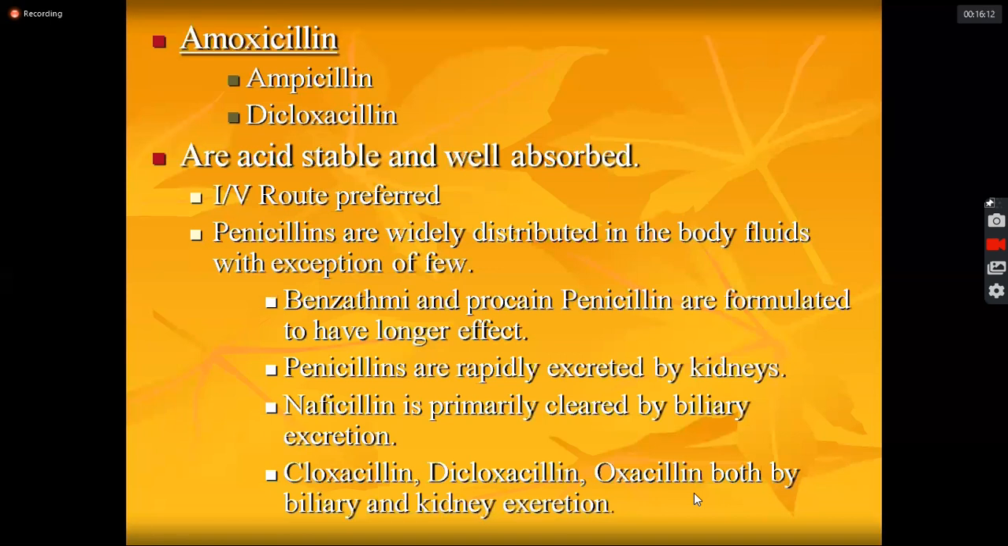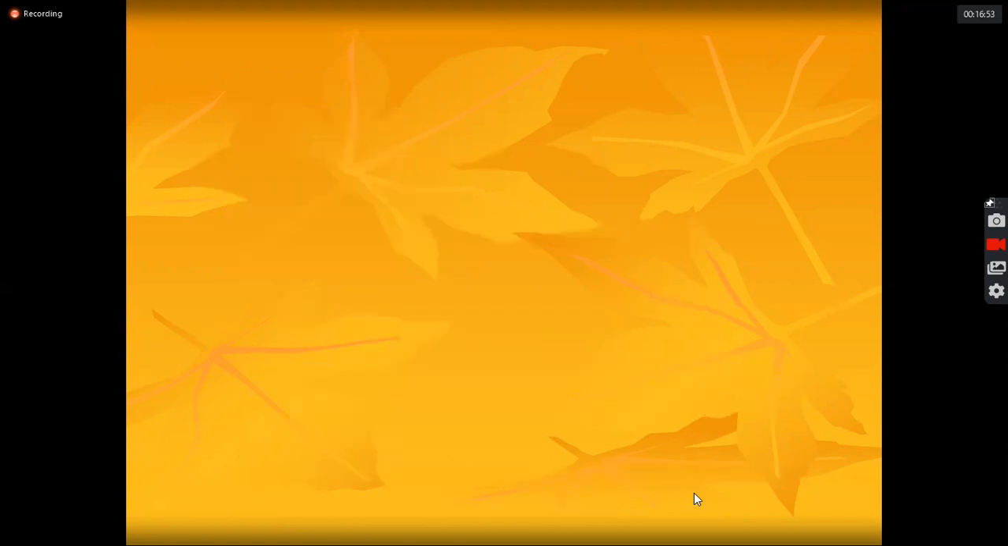Penicillins are excreted by the renal mechanism, by the kidney, but nafcillin is primarily cleared by biliary excretion. The importance of this is that if the person has renal insufficiency, nafcillin still can be given to the patient because it is not excreted by kidneys. Cloxacillin, dicloxacillin, oxacillin have both excretion by the kidney as well as by biliary excretion. So the importance of this is the renal insufficiency. Even in those patients, you can give nafcillin, cloxacillin, dicloxacillin, oxacillin because they are excreted by the biliary excretion.